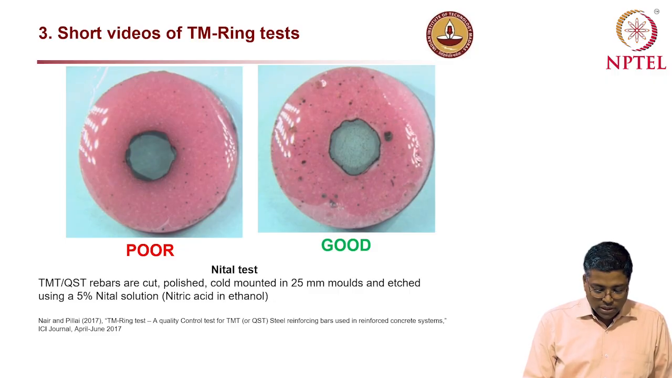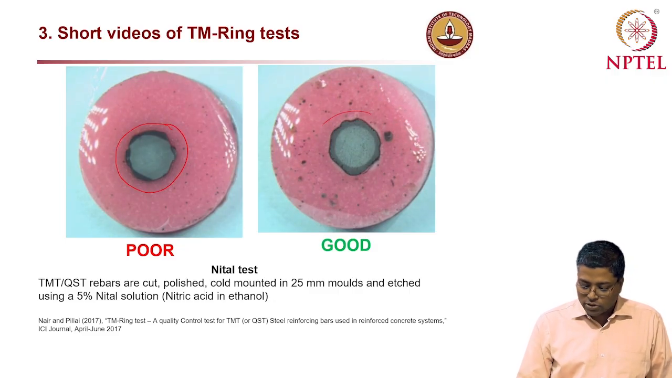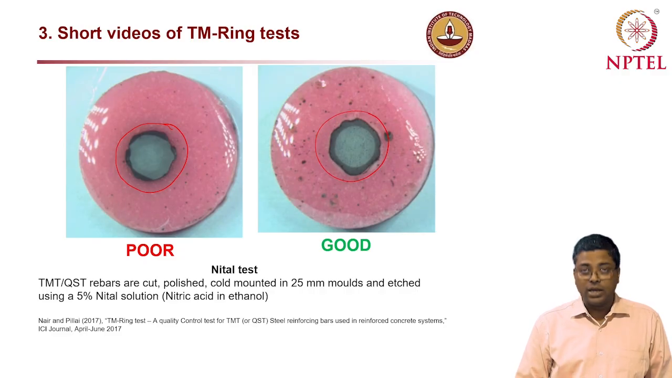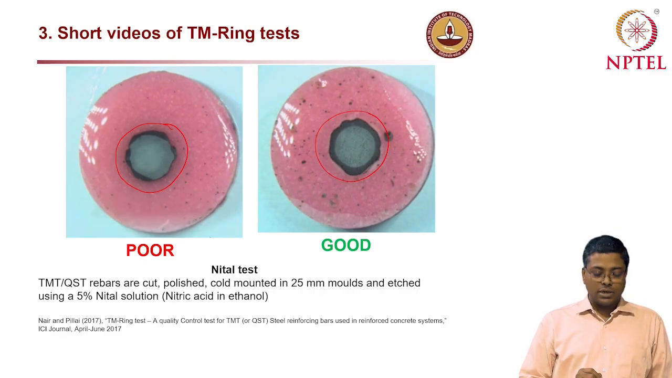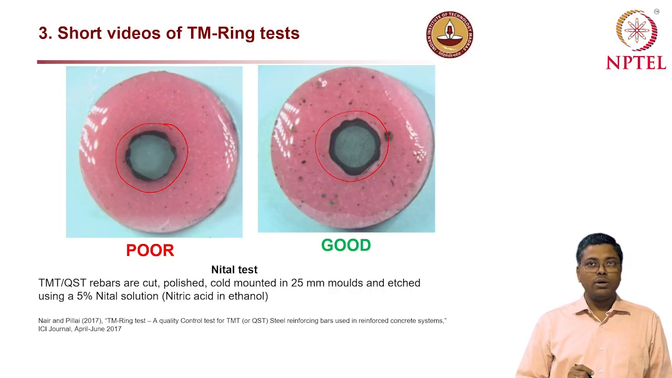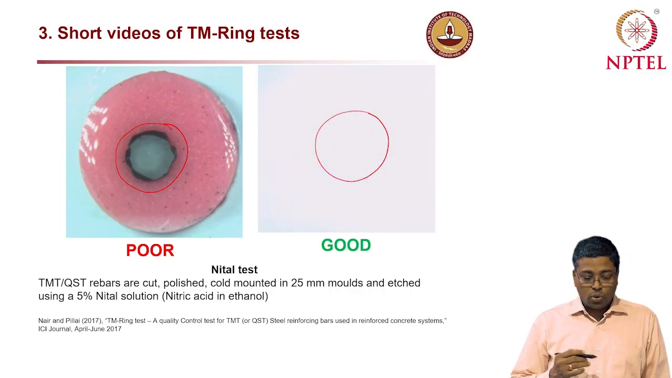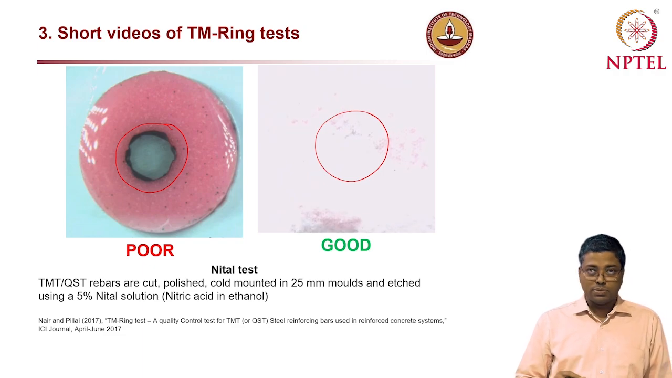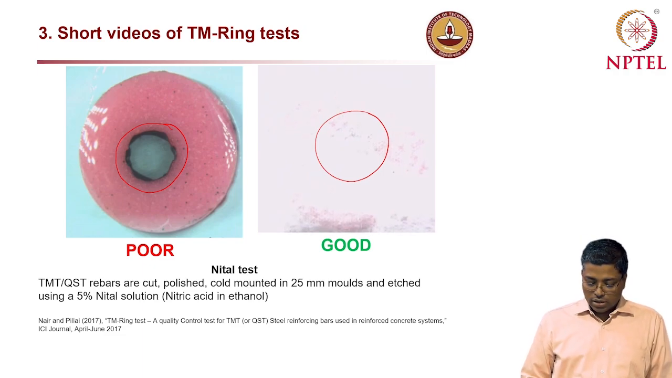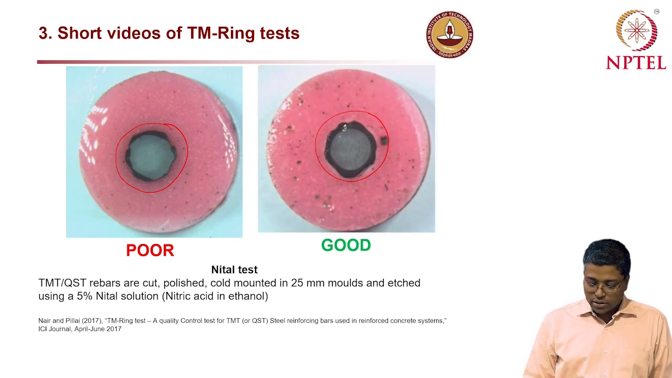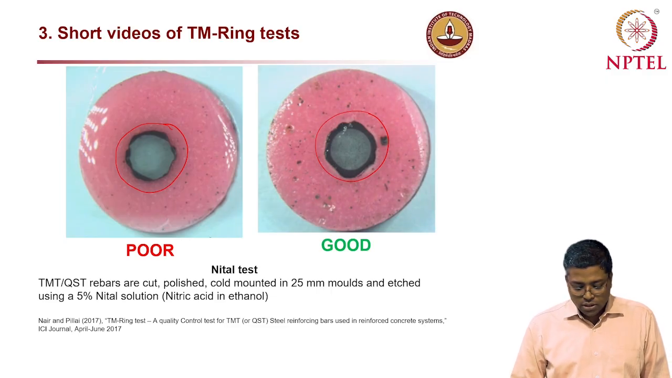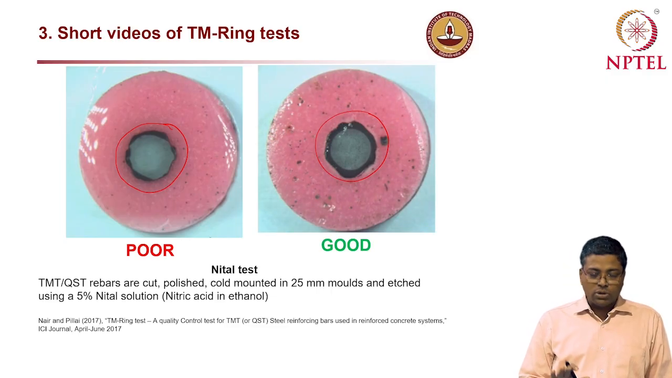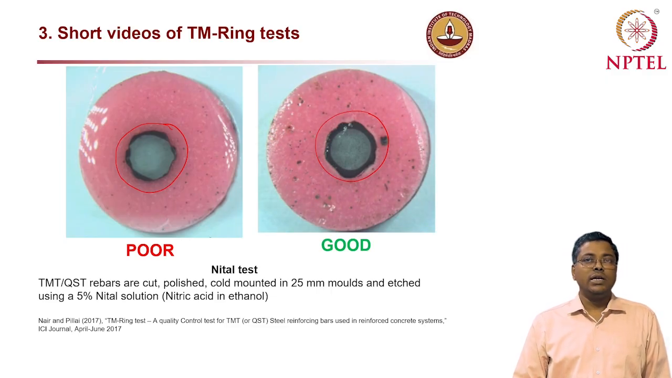You can see on the left side a proper ring is not being formed, whereas on the right side you have a very good ring formed. So very clear, the right side rebar is actually better manufactured, or the quenching process and the temperature, self-tempering process, is better controlled in the steel on the right side. So what you see on the right side is what we really need to have.